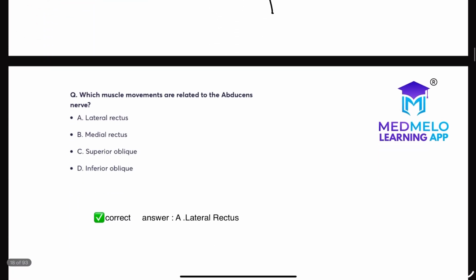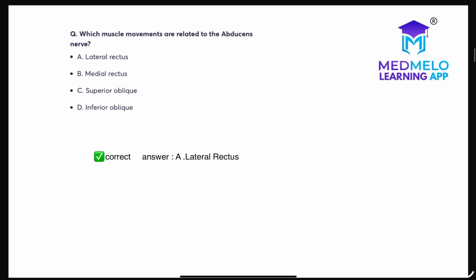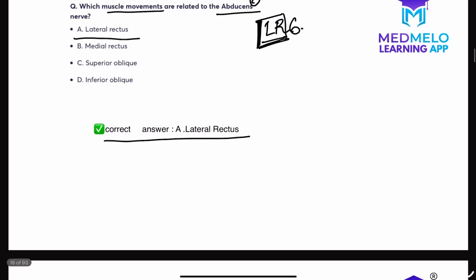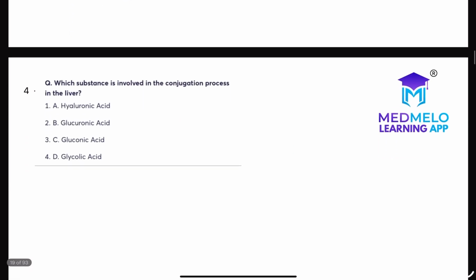Here, the question was, which muscle movements are related to the abducens nerve? Abducens nerve means sixth cranial nerve. We know the mnemonic LR6. Then which muscle is supplied by the sixth cranial nerve? That is the lateral rectus. So the answer is lateral rectus.